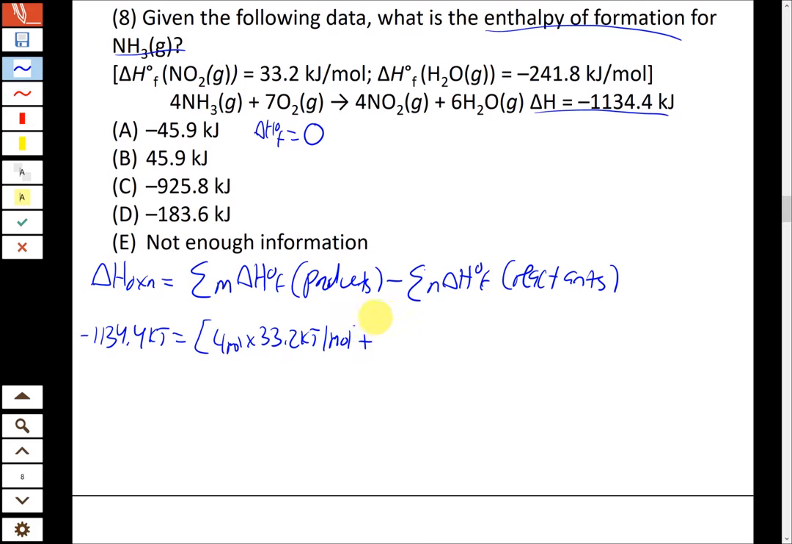And then for the other product, which is water, we have a coefficient of 6, so there's going to be 6 moles of water, and the delta H of formation for H2O gas is minus 241.8.